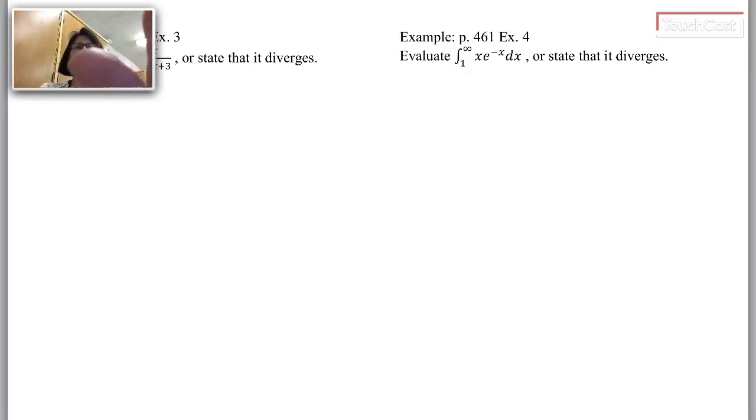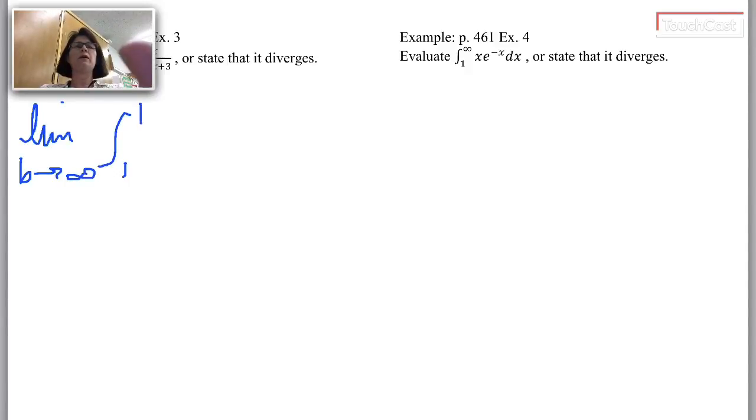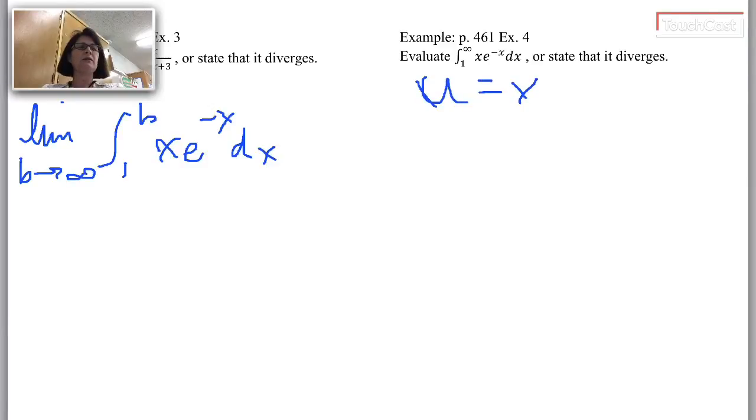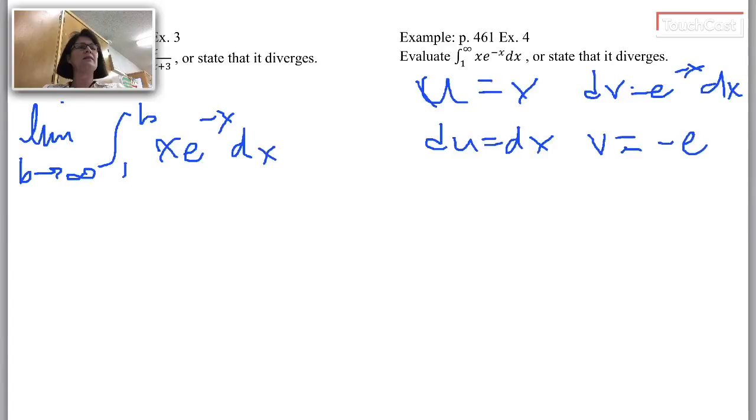So I'm going to rewrite this. This is going to be the limit as b goes to infinity of the integral from 1 to b of x e to the negative x dx. Ooh, fun! It looks like integration by parts. I'm going to let u equal x. I'm going to let dv equal e to the negative x dx. My du is dx. And my v is going to be the antiderivative of e to the negative x, which is negative e to the negative x.